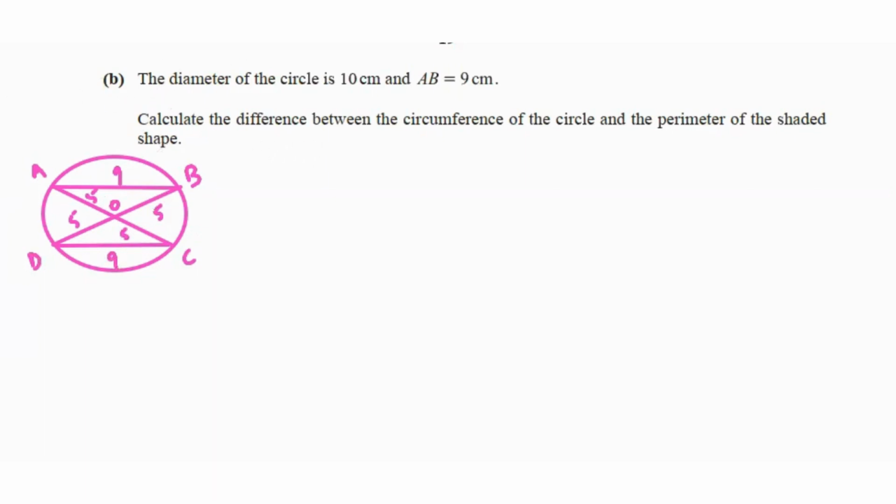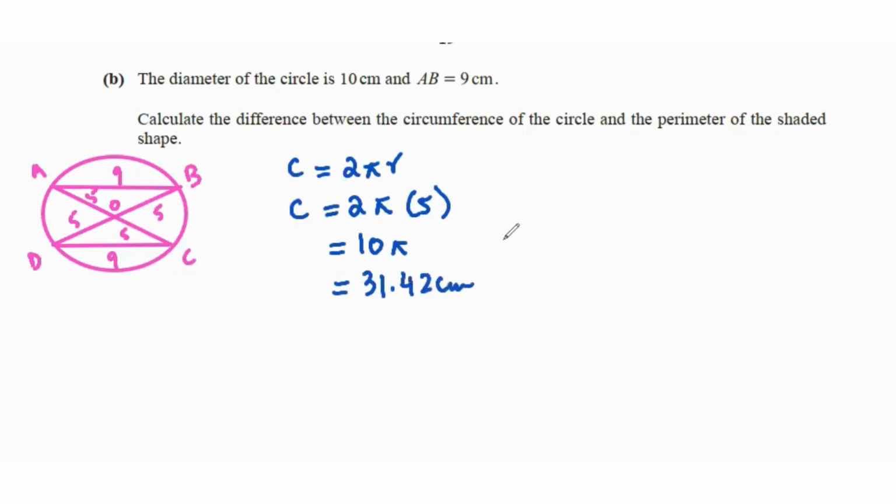Circumference is going to be 2 pi r. So that's 2 times pi times 5, which is 10 pi. If I write that as a decimal, 31.42 centimeters. Then the perimeter of the shaded region. So the shaded region was this thing.